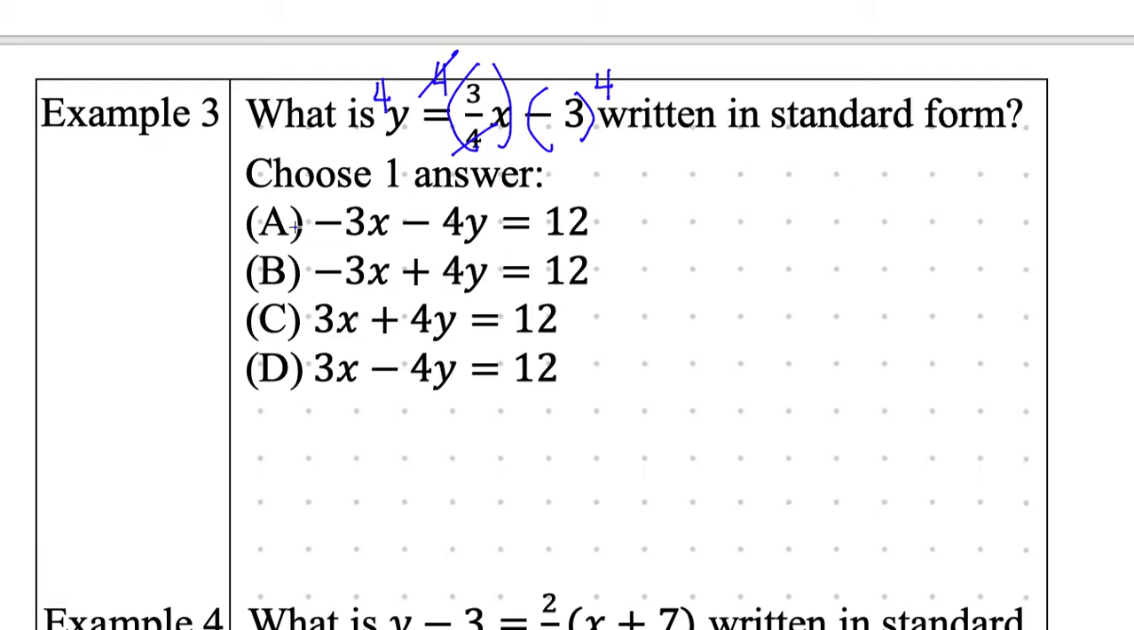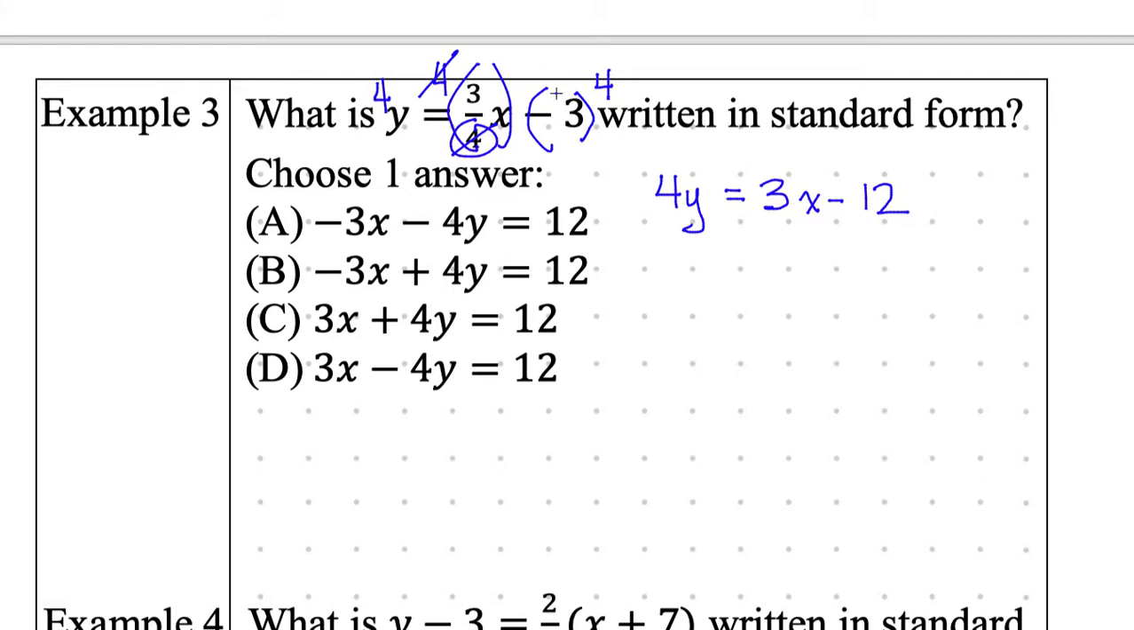If you multiply every single part by the denominator, it gets rid of the fractions. But you have to do it to every single part of the equation. Once I do that, my new equation becomes 4y is equal to 3x minus 12. I'll repeat that again. I'm looking at the denominator and I don't like fractions, so immediately I multiply everything by what that denominator was, 4, 4, 4.